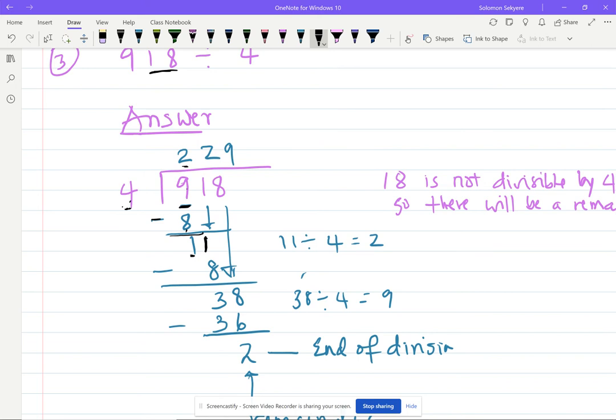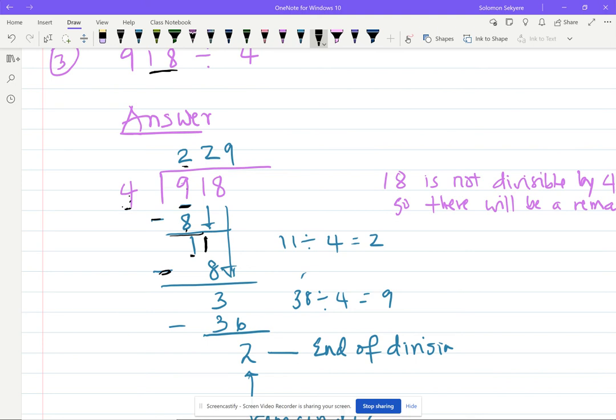11 divided by 4 is what? Okay, 4, 8, 12. If we count 3 times, we've gone too far, so it's 2. 2 times 4 is 8. We bring it down here and we subtract again. We get 3, right? Now, 3 is not enough.